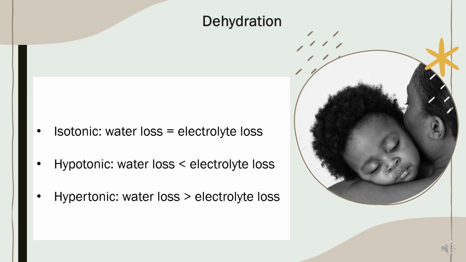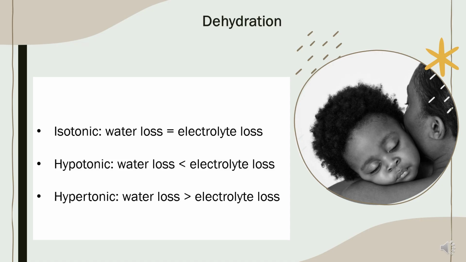Hydration in infants and children is classified based on the relationship between water loss and electrolyte loss. In isotonic dehydration, water loss equals electrolyte loss. This is the most common type of dehydration seen in children, especially with vomiting and diarrhea. Because both are lost equally, sodium levels often remain within the normal range, which can make this type harder to recognize based on labs alone. We rely heavily here on physical assessment.